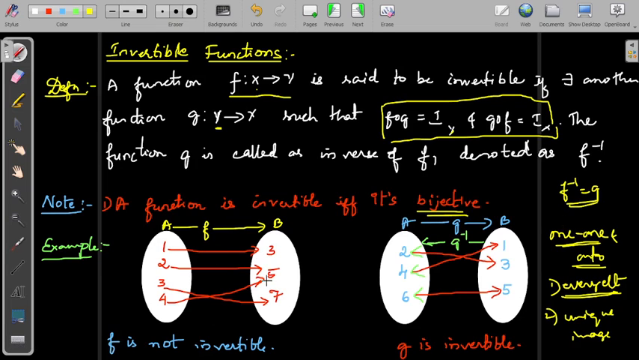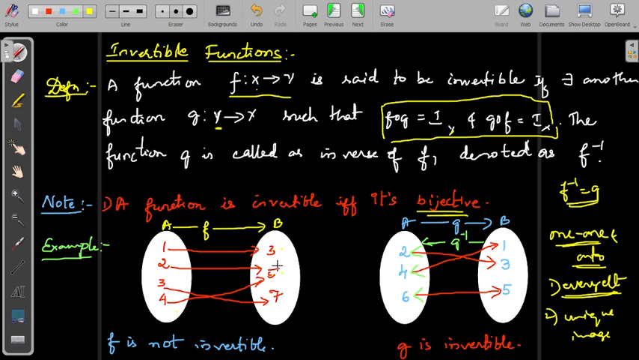Now let us look into this first example. Here 1 goes to 3, 2 goes to 5, 3 goes to 7, and 4 goes to 5. If you want to define a function from B to A, as per the definition of a function, every element of the codomain should now have a unique image in the domain. So 3 can go to 1 by defining it in the reverse order. 3 should go to 1, 5 should go to 2, and 5 should go to 4, as per the definition of f.